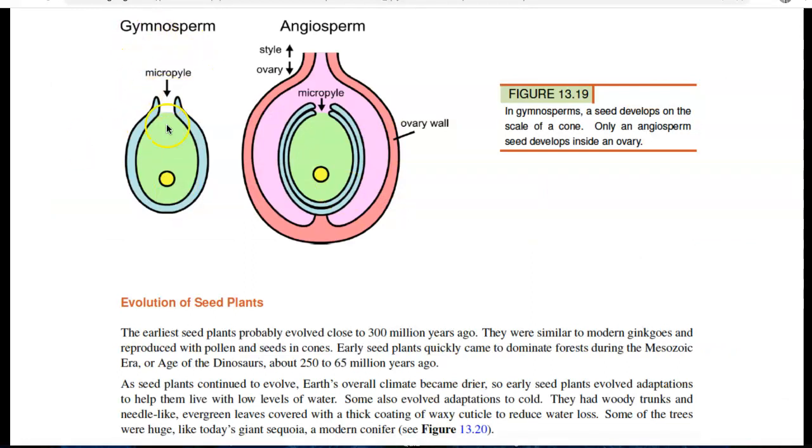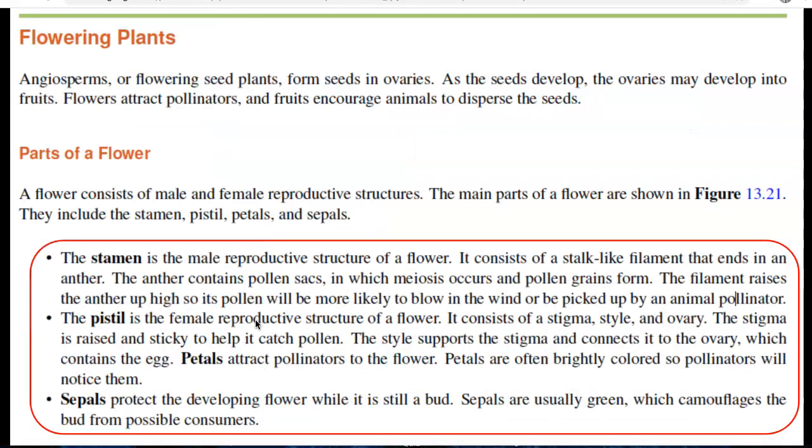The gymnosperm means naked seed. There's no vessel around it. Think pine cones. And the angiosperm does have a vessel around it. There's the seed, and that vessel in a lot of cases is a fruit. So read about the evolution of seed plants. Really, really interesting that plants evolve just the way animals have.